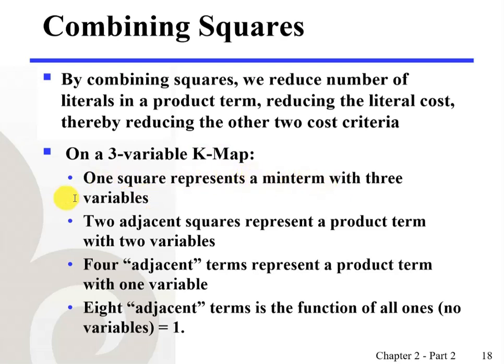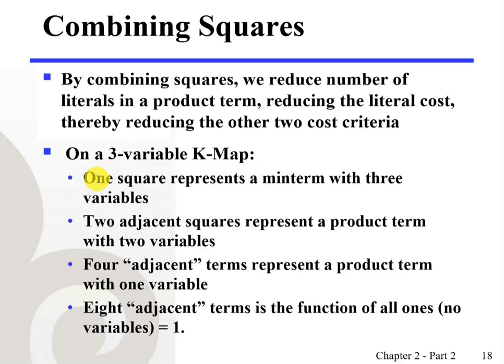So let's see. On a 3 variable K-map, if we represent just 1 square, then it will be a minterm with 3 variables. If we consider 2 adjacent squares, then it will represent a product term with 2 variables. If we combine 4 adjacent terms, then we will obtain a product term with 1 variable. We will also see that if all 8 cells contain ones, the function is equal to 1, the simplest constant function.